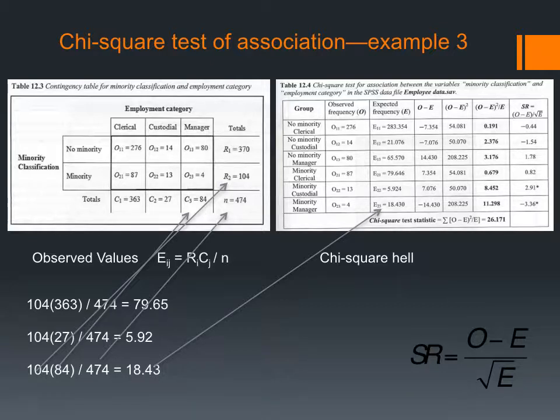Now, anytime that you have a value greater than 2, positive or negative, so an absolute value of 2, so that's minority custodial and minority manager, those are the 2 values that seem to be contributing the most to the statistically significant finding here. So that's how you would interpret that, as any value greater than 2.